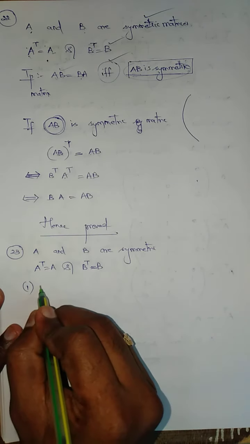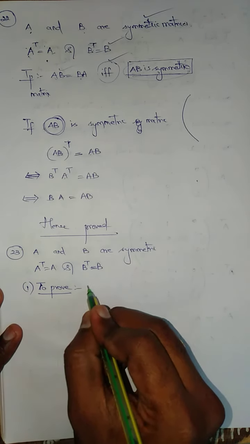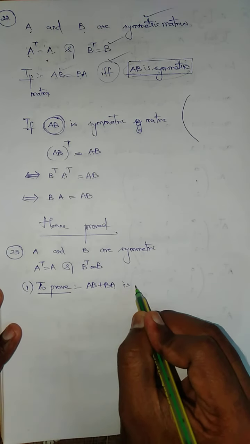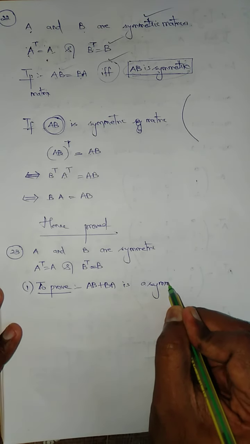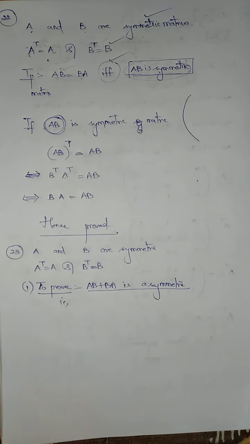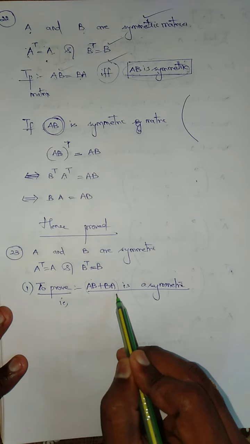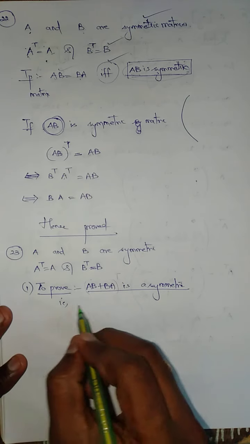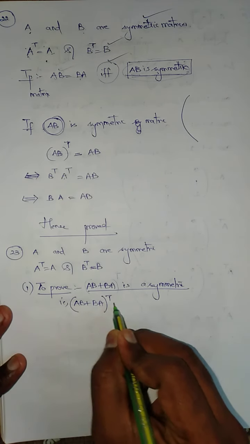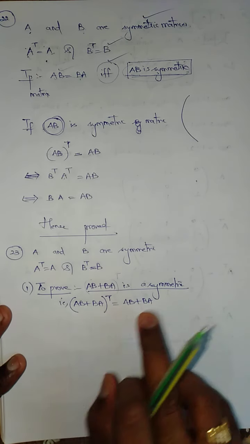What do I want to prove? To prove: AB plus BA is symmetric. They have given in words only that AB plus BA is symmetric. What is the meaning of symmetric? If it is symmetric, when I take the transpose, I should get it back as it is. That is, AB plus BA the whole transpose, I need to write as AB plus BA. This is the meaning of symmetric.